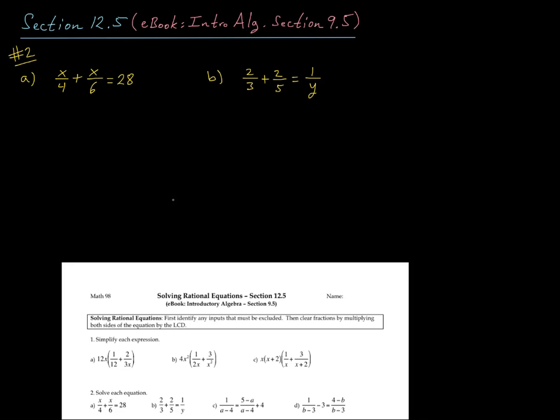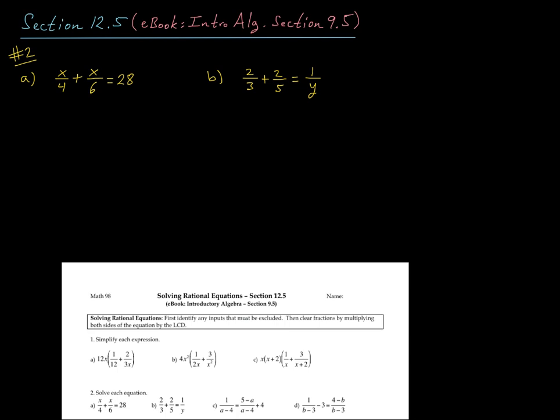All right, next up in 12.5, we're going to look at question number 2, which is asking us to solve some various rational equations. And up at the top of the worksheet, I just summarized the key things you want to do to solve a rational equation. And the first thing we'll do is to identify any inputs that must be excluded.